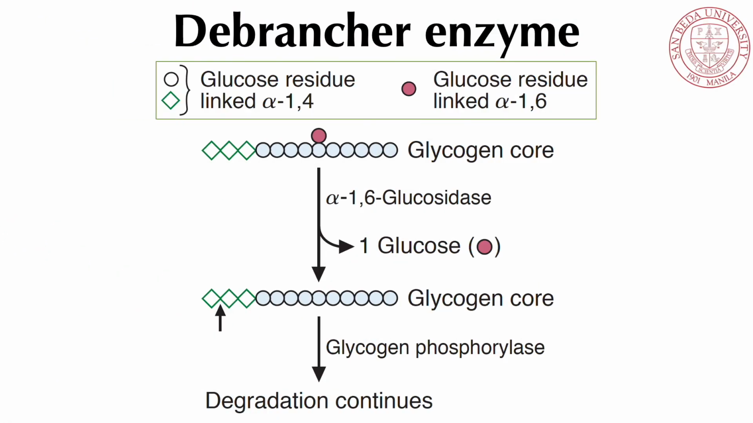On the other hand, the glucosidase activity, or more specifically, the alpha-1,6 glucosidase activity of the debrancher enzyme, is the one responsible for removing this remaining glucosyl residue. Now, once that is taken care of, degradation of glycogen by glycogen phosphorylase resumes.